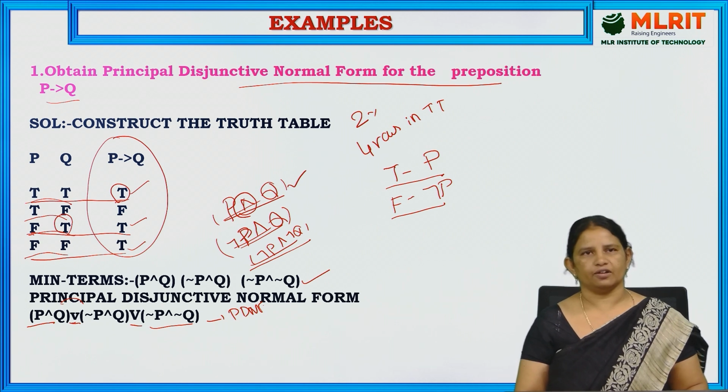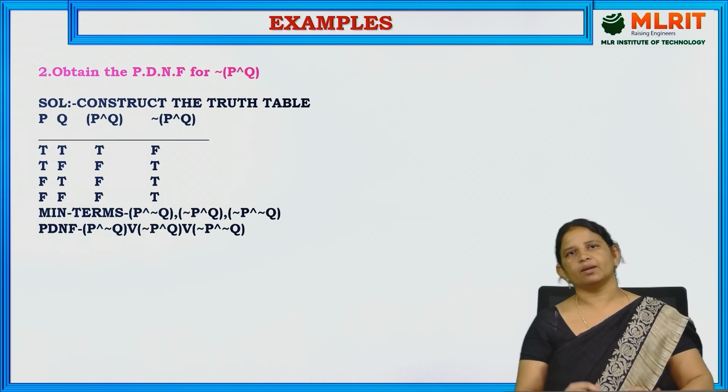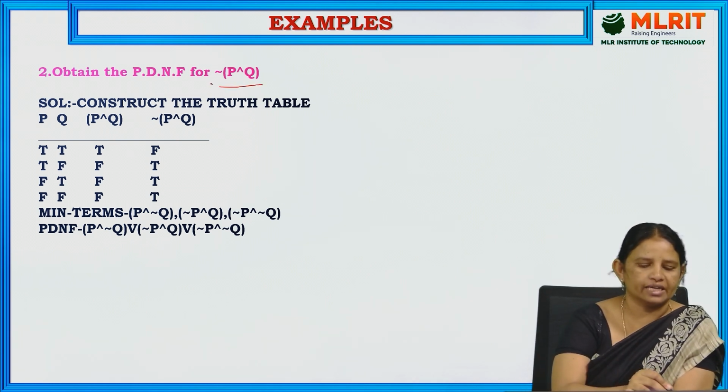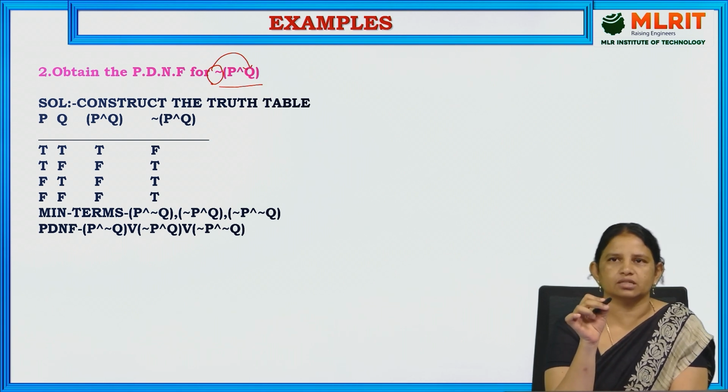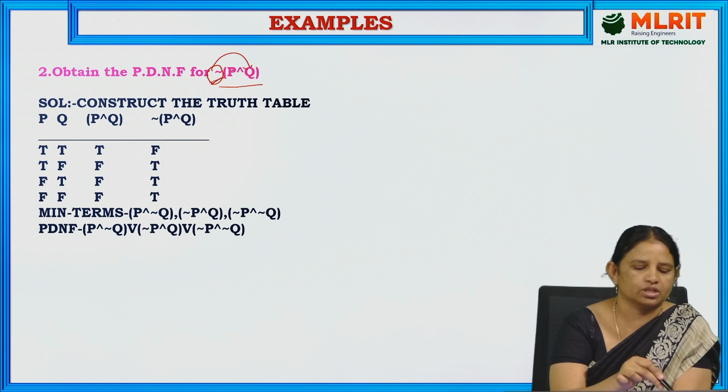Coming to the second example for clear understanding: obtain the PDNF for the negation of (P and Q). Here the negation is applied to the entire proposition. Most of the time we make the mistake of applying negation only to P. But observe the parenthesis: negation is applied to the entire proposition because the parenthesis covers the 2 terms.